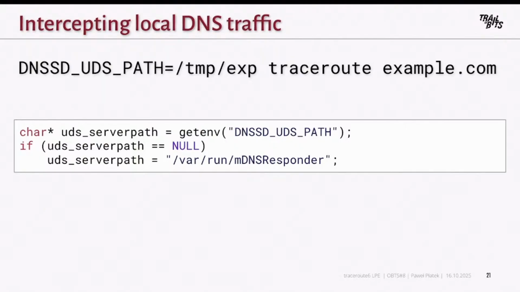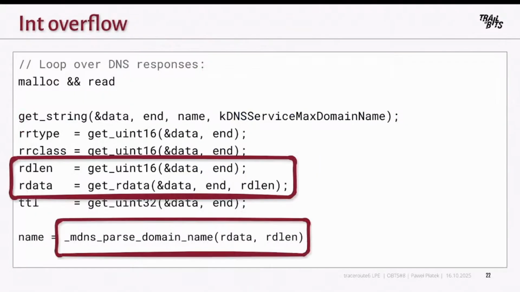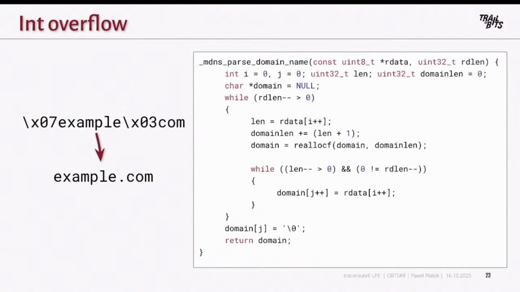And with the new attack surface, I did some fuzzing and then found a bug in the parse domain name function. The function takes as input the record data length and an rdata pointer that points to our buffer. What this does is it tries to parse the wire format DNS representation into a human readable representation.